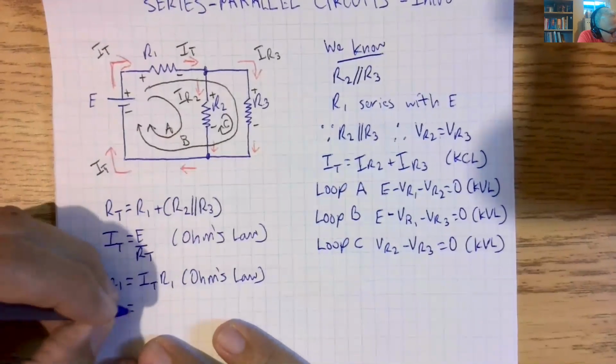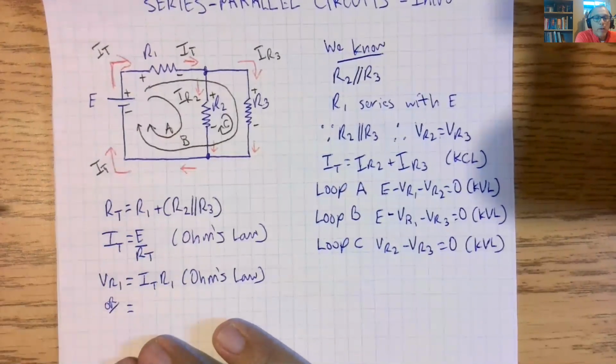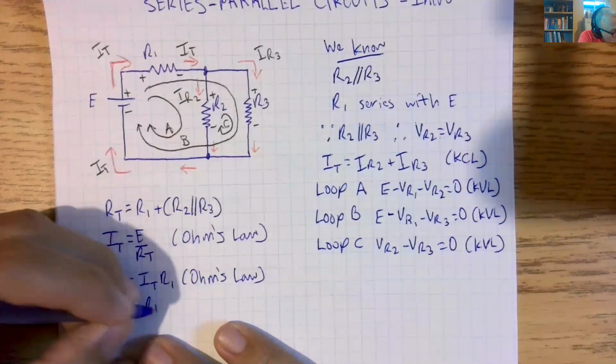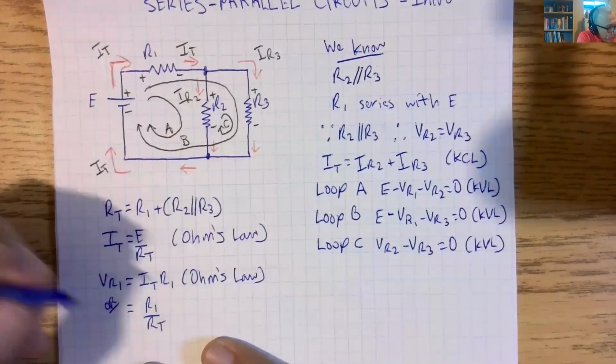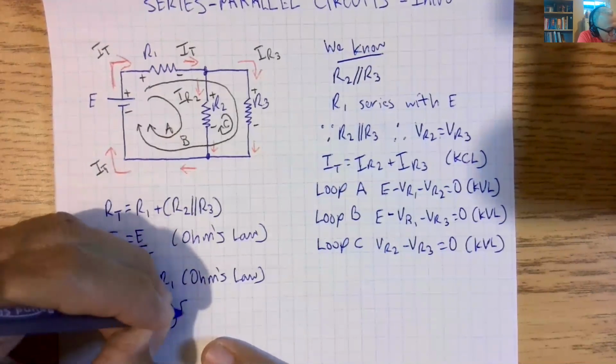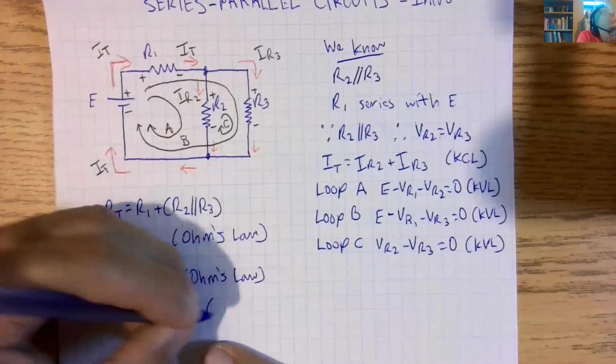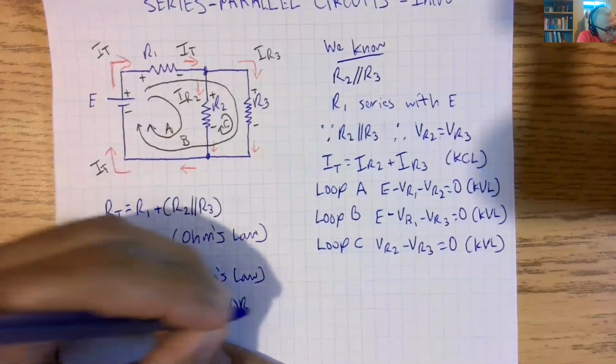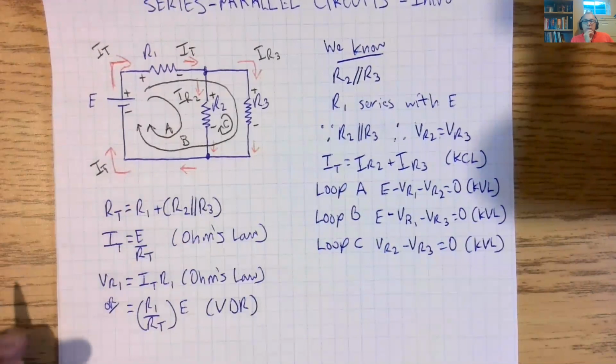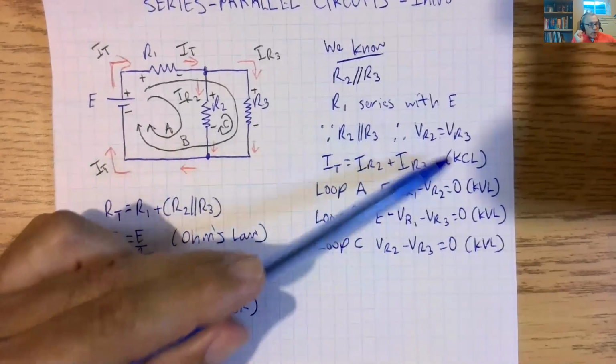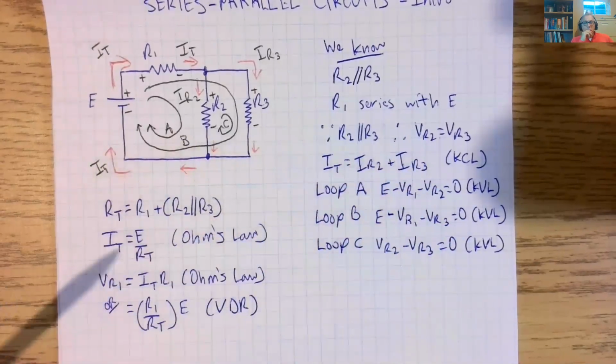But it's also equal to R1 over RT times E. And that is the voltage divider rule. Okay, that is the voltage divider rule. So far we've brought forward 1, 2, 3 of the rules that we learned in the series and parallel circuits.